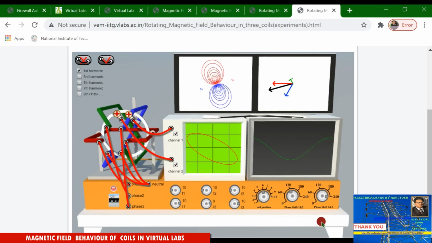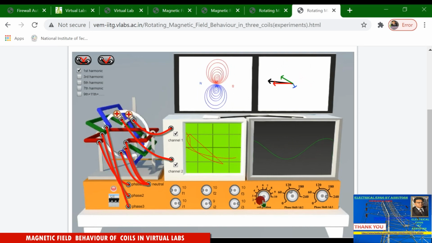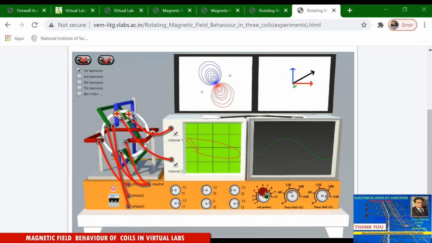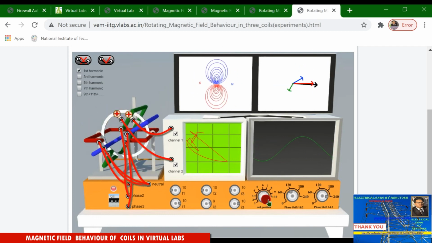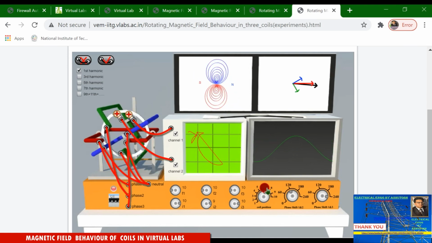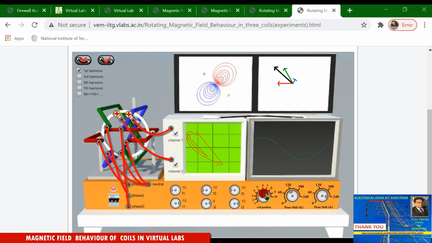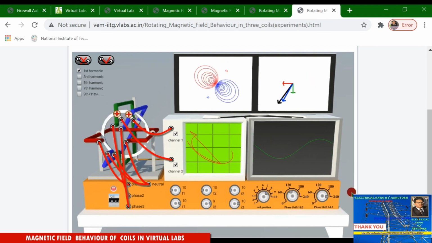So you can produce a rotating magnetic field by changing the coil positions, and if you alter the coil positions, there will be some change in the behavior of the magnetic field. You can see the change in magnetic behavior. Also you can see the effect by changing the phase shift. If you alter it, this is the reverse direction.